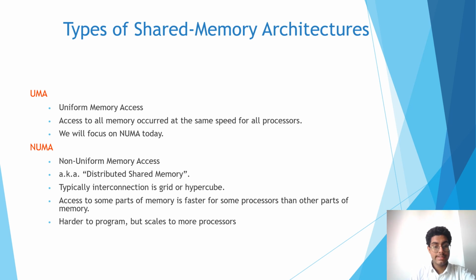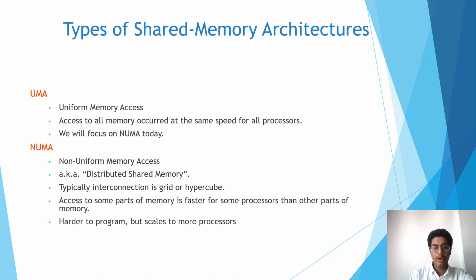Now, what is UMA? What are the types of shared memory architecture? UMA is Uniform Memory Access, where access to all the memory occurs at the same speed for all processors. But for today, we will focus on NUMA. For UMA, this definition is more than enough to know about NUMA.